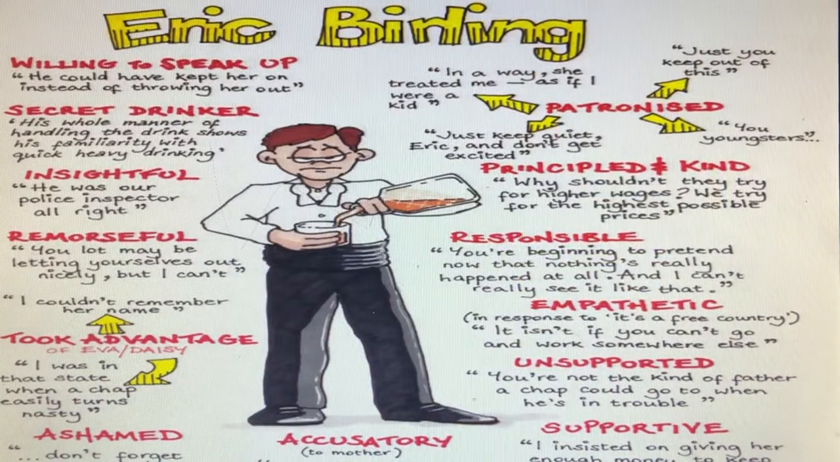Here you have some revision notes then for Eric Birling. He is always willing to speak up. He tries to hide his drinking habits from his family. He is insightful, just like Sheila is. He quickly works out potentially the inspector isn't quite what he first appears. He's patronised by those around him, often being told to go to bed rather than take part in family discussions. By the end, you could argue that he's responsible for what he's done, although this may not last long.